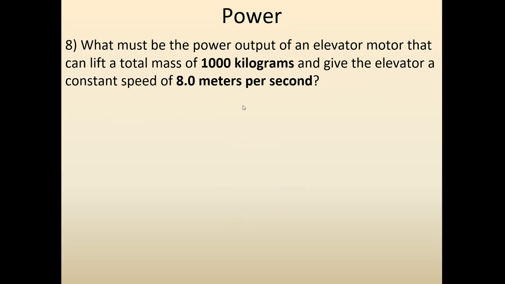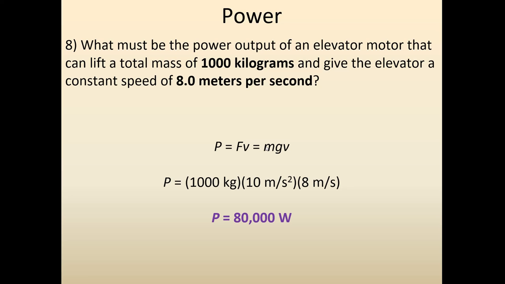All right. And this is the last question. Pause the video, work it out yourself, and we'll go over it in a second. All right. So we have an object that's being lifted up a certain distance at a certain speed. Now, since it's lifting the object up, that means that the force that is being exerted is going to be equal to the weight of the object, the gravitational force. So instead of P equals FV, I can actually replace F with mg to get mgv, plug the numbers in, and end up getting 80,000 watts.